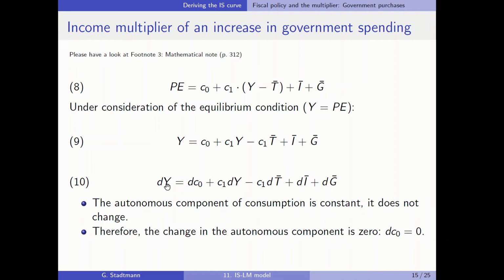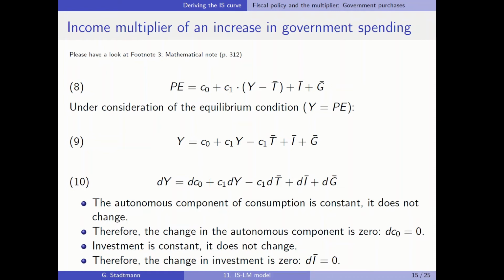So we write a D in front of each variable, a D in front of the left-hand side variable, and also a D in front of all right-hand side variables. We have computed the differential. Now we have to check the different components. The autonomous component of consumption is constant. C0 is constant, it does not change. Therefore, the change in the autonomous component of consumption is 0. So dC0 is equal to 0.